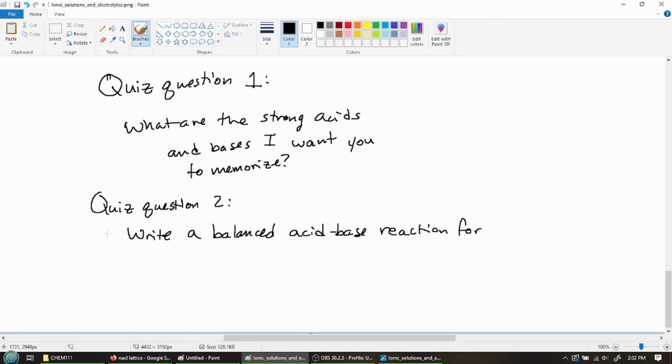And in fact, what we're going to do is make this part 1. We're going to have a part 2 as well that will involve some calculations. But we want to talk about a few more things first before we do that. So a balanced acid-base reaction for, let's pick, how about we say nitric acid and calcium hydroxide.